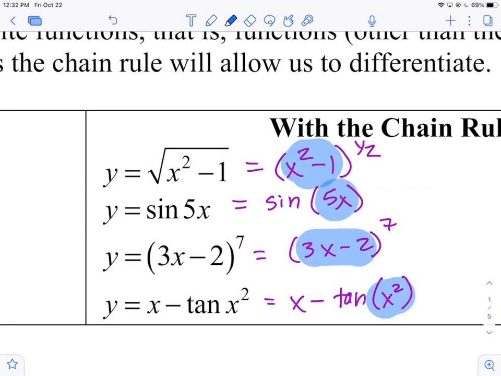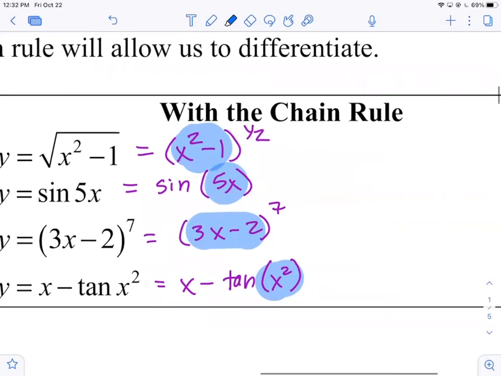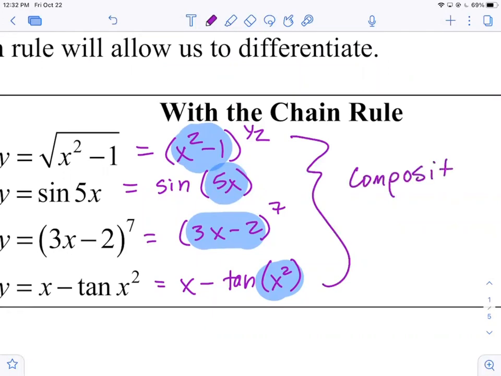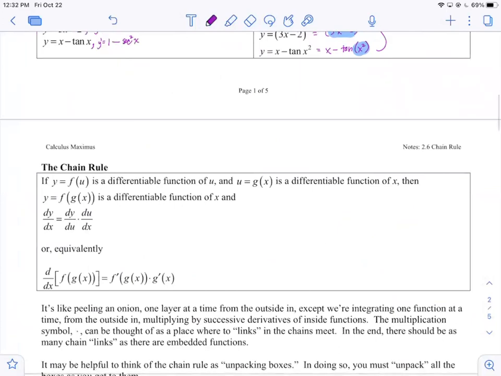Everything that I've highlighted is more than plain old x, isn't it? They're functions of x, right? We call these what types of functions when you have a function embedded inside of another function? Composition. These are composite functions. Good. So guess what the chain rule is going to be used for: taking the derivative of composite functions. So taking the derivative is going to be as simple as unpacking boxes, okay, using the chain rule.